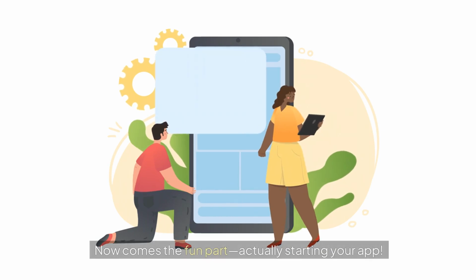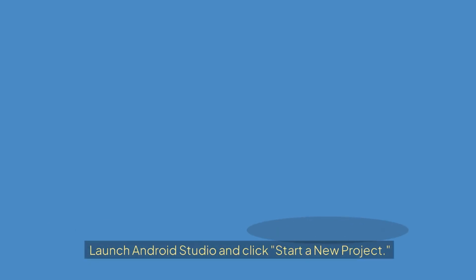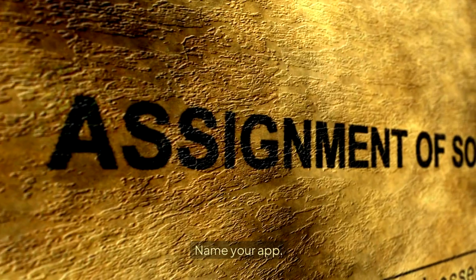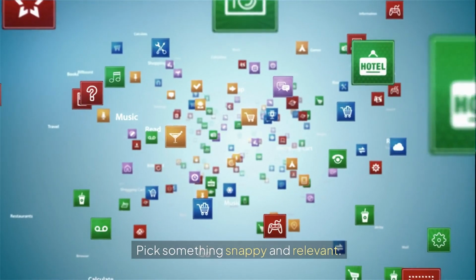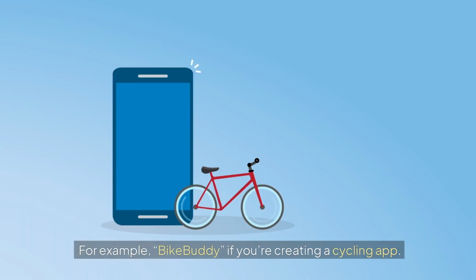Step 2. Starting your first Android project. Now comes the fun part, actually starting your app. Here's how. Launch Android Studio and click Start a New Project. Name your app. Pick something snappy and relevant. For example, Bike Buddy, if you're creating a cycling app.